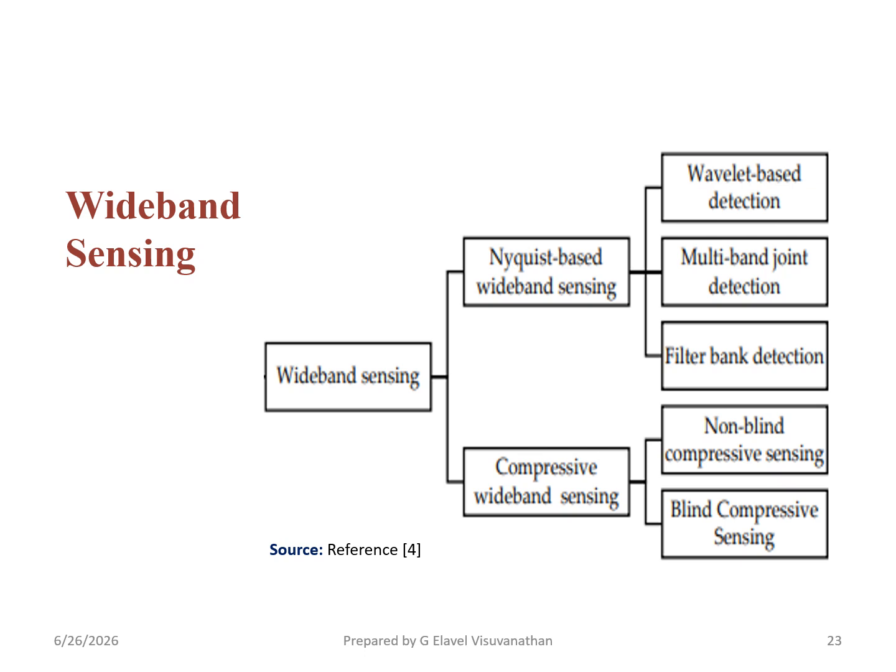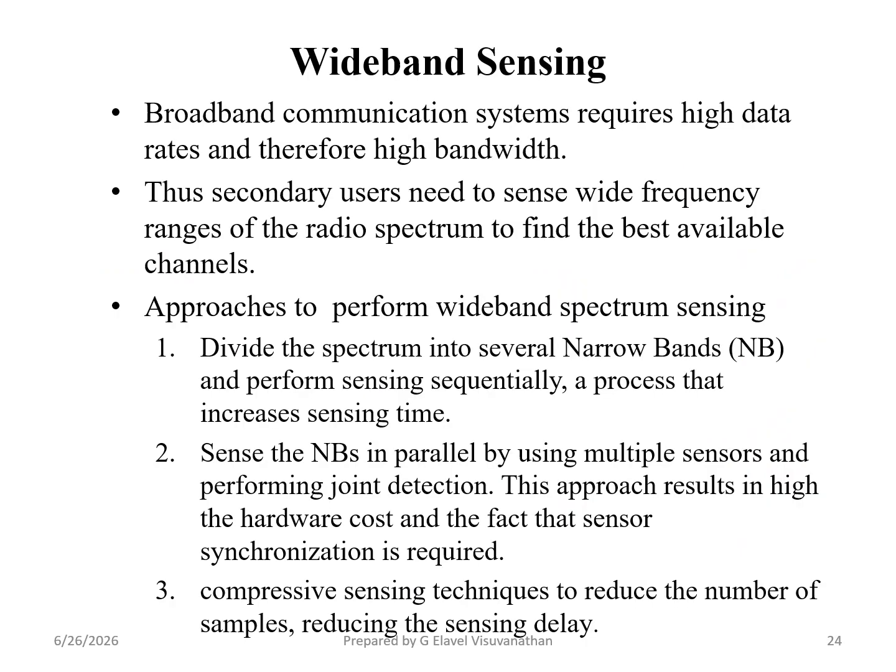Wideband sensing. It is divided into Nyquist wideband sensing and compressive wideband sensing. In Nyquist, we have wavelet, multiband, and filter bank. In compressive, we have non-blind and blind. Next, wideband. A broadband communication system requires a high data rate, therefore it results in high bandwidth. Thus, the secondary user needs to sense a wide frequency range of the radio spectrum to find the best available channel. So this is wideband.